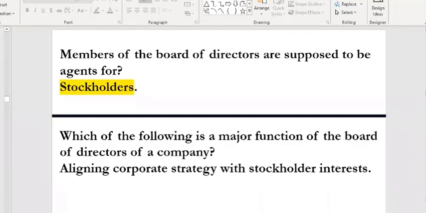Which of the following is a major function of the board of directors of a company? Aligning corporate strategy with stockholder interest. So that's why they're there. That's why the stockholders put them there. They need to make sure that whatever strategy they have in place, it's in line with the interests of the stockholders.